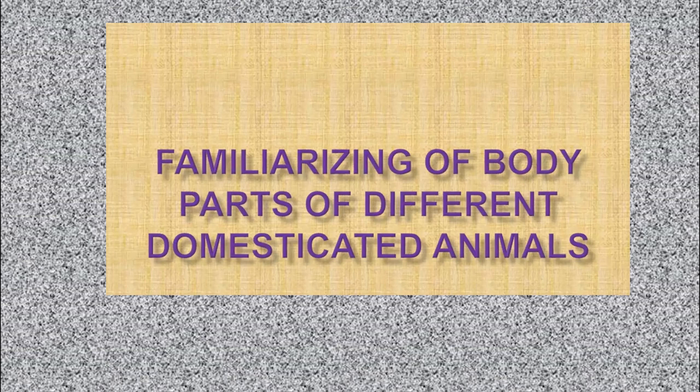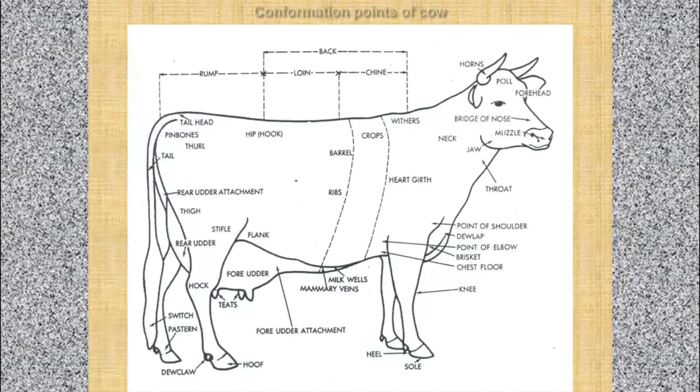Then the familiarizing of the body parts of different domestic animals. The body parts of the domestic animals are labeled like this. These are the udder tissue, foreudder, hoof, sole, heel, knee, then the point of shoulder, dewlap, then brisket, then chest, forehead, horns, back, and this part is called the loin, and this part is called the chine, and rump.